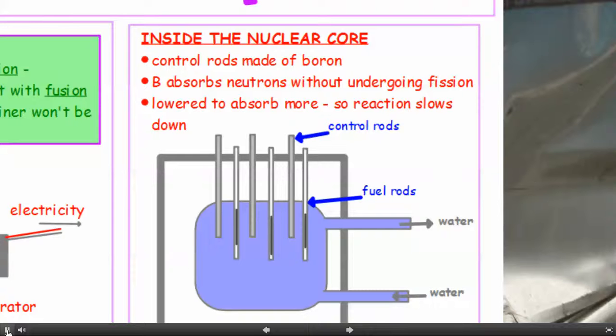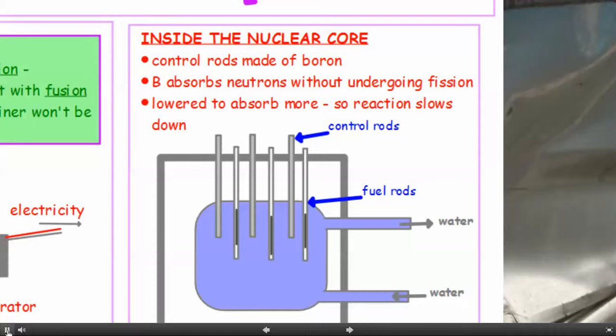So let's have a look inside the nuclear core. You've got the fuel rods, where you'll find the uranium-235. But you've also got control rods, which can speed up or slow down the reaction. Now, the control rods are made of the element boron. Boron absorbs neutrons without undergoing fission itself.